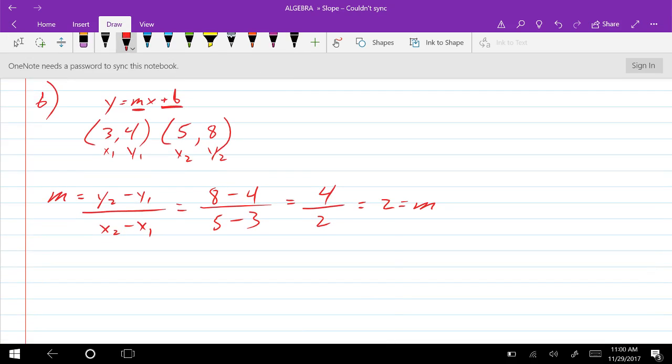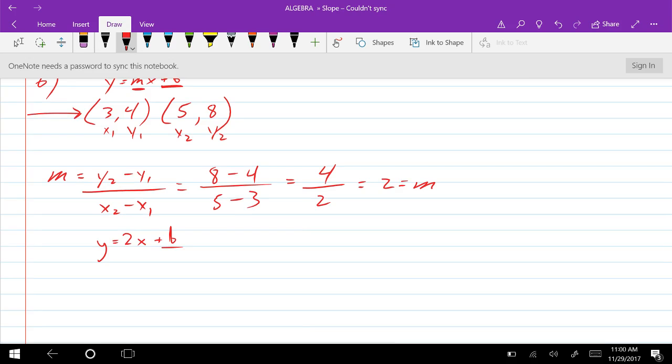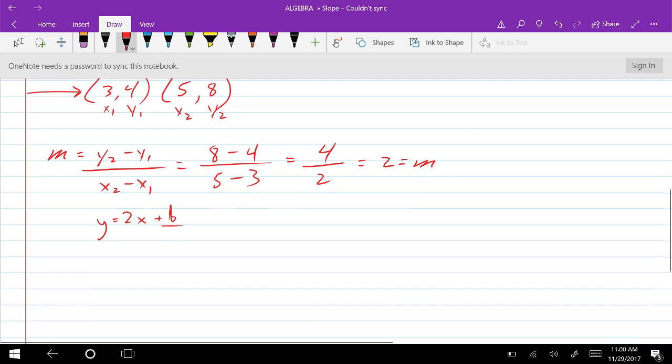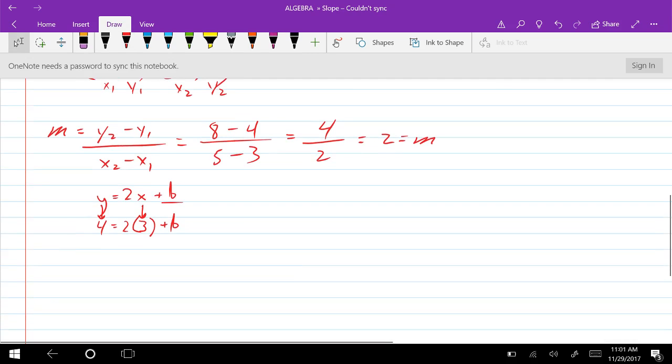So I can rewrite my equation. It was y equals mx plus b, but in place of the m is 2. So it's y equals 2x plus b. Now I have to find my b. What I can do is pick one of the 2 points from before up here as my x and my y. I'm going to use (3, 4). So in place of my x, I have 3. In place of my y, I have 4. By plugging that in along with the m, I can solve for b.